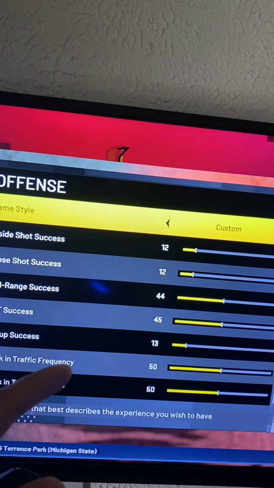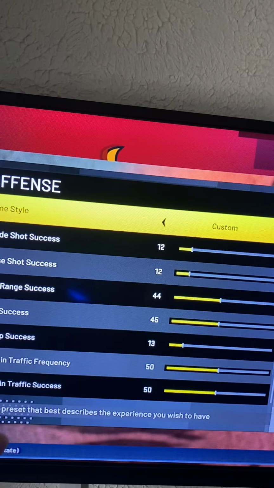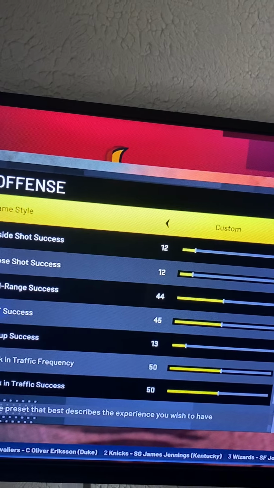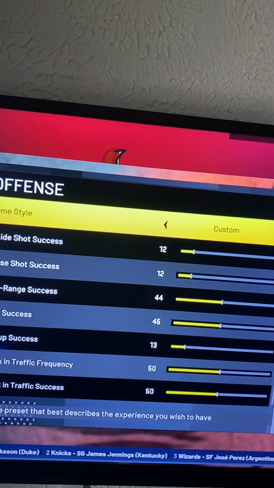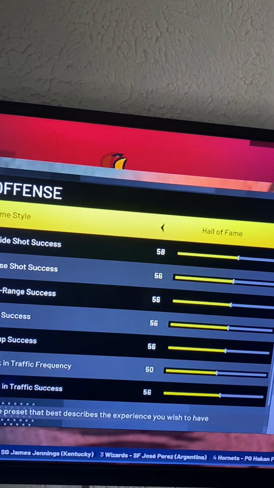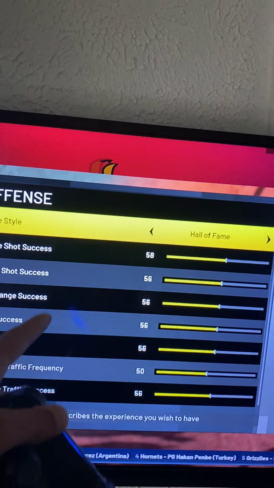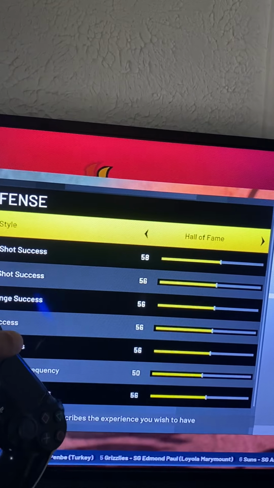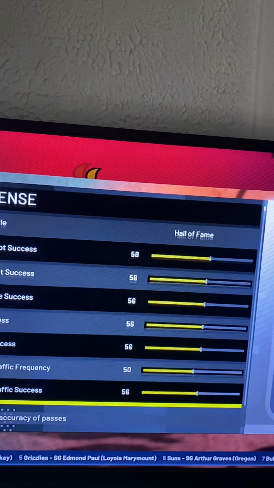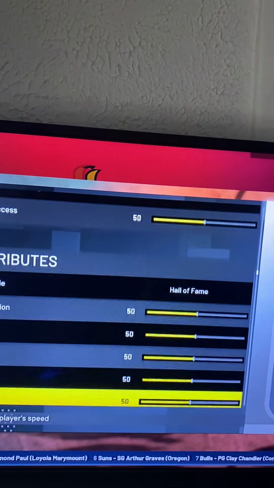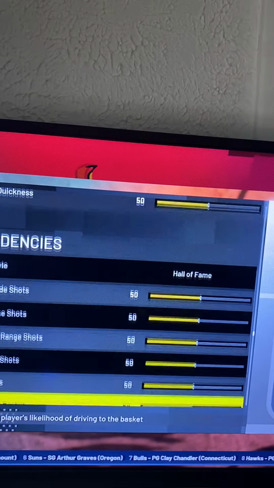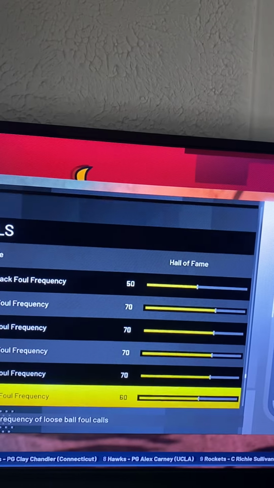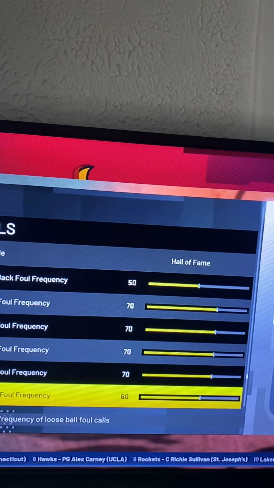Now, this is my custom slider set, right? Remember how I told y'all just a few minutes ago that there is no real difficulty setting? So I'm about to put y'all on game. Bam. So when you go to Hall of Fame, this is 2K's game style. So if you go down here to the files, you see how everything is at a 70% boost spread?